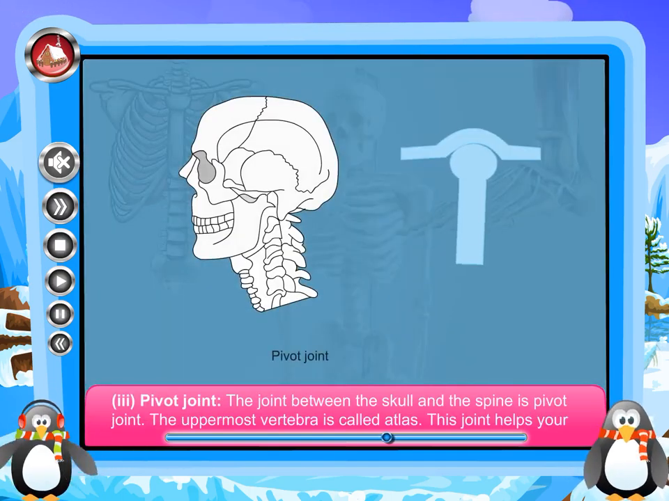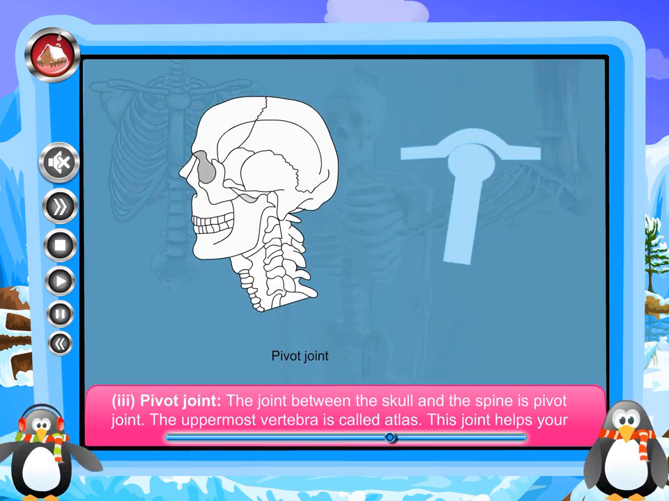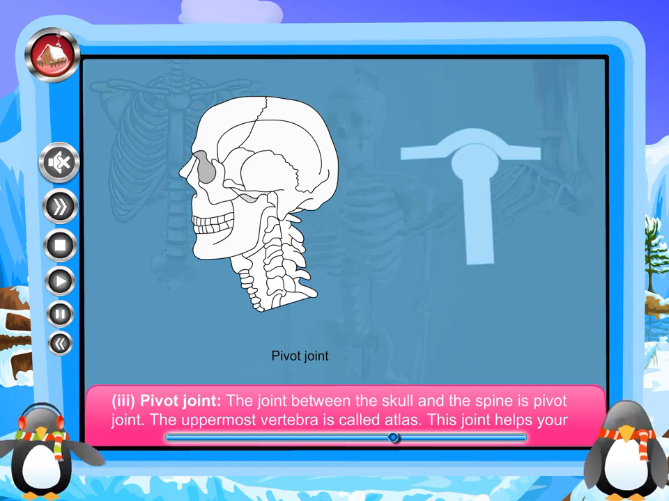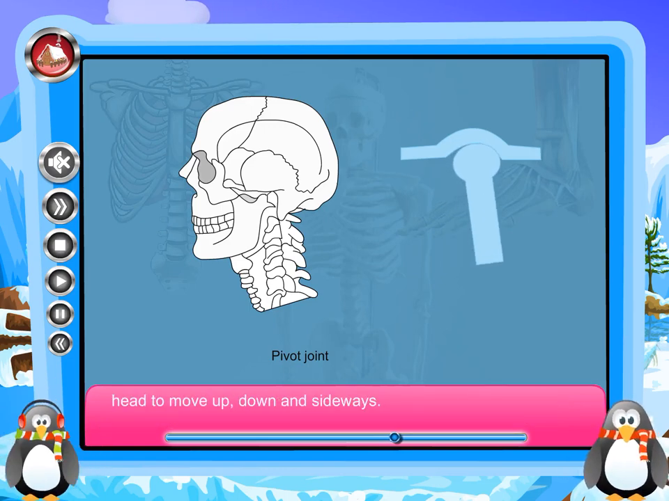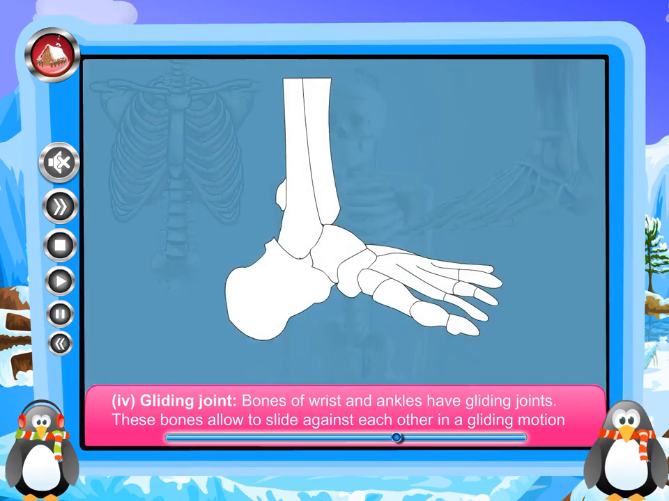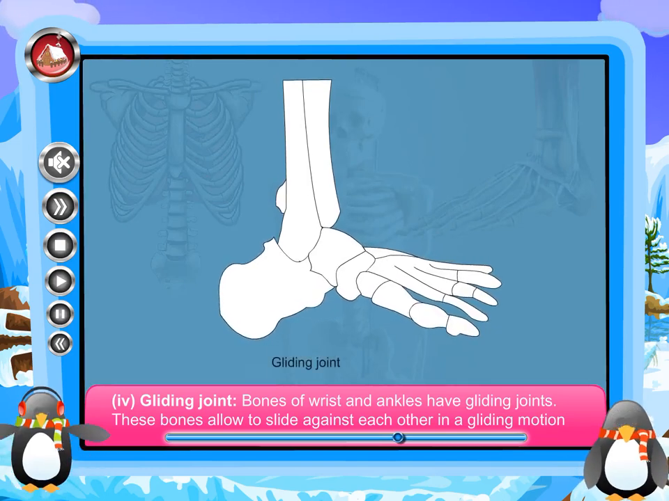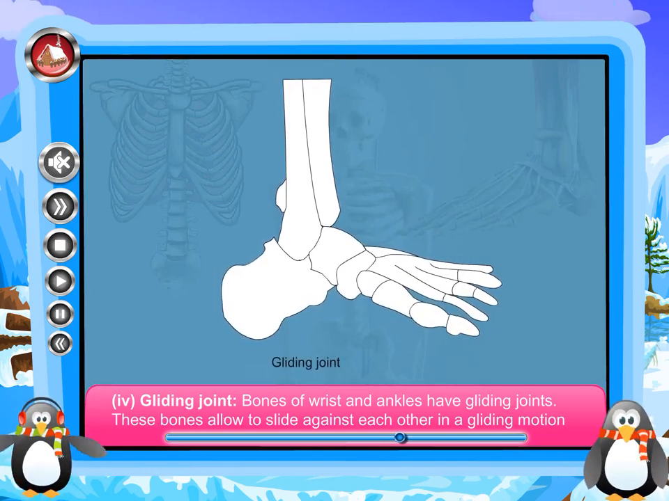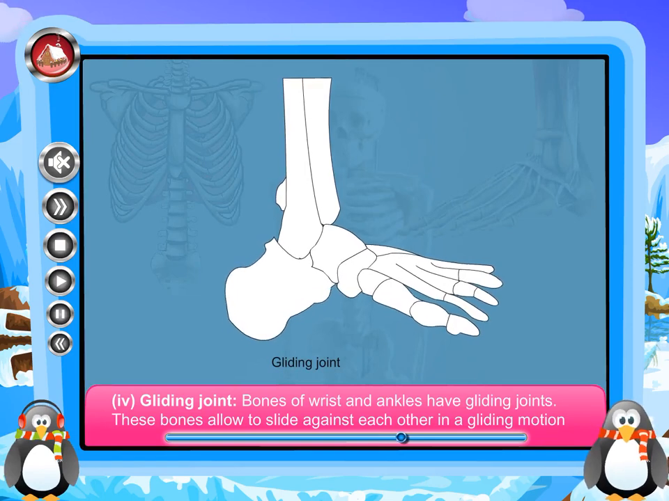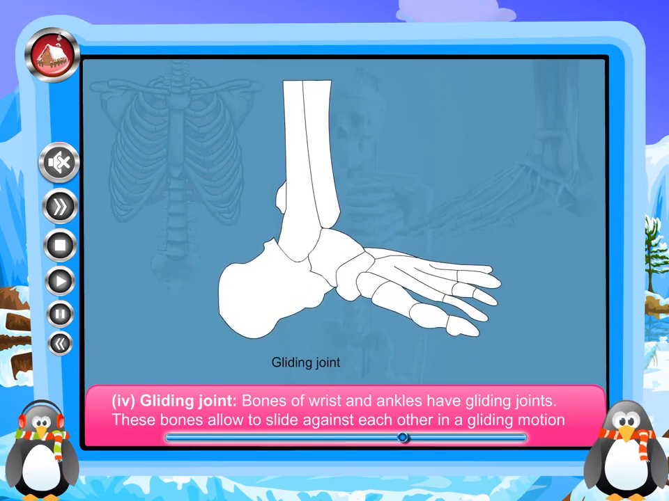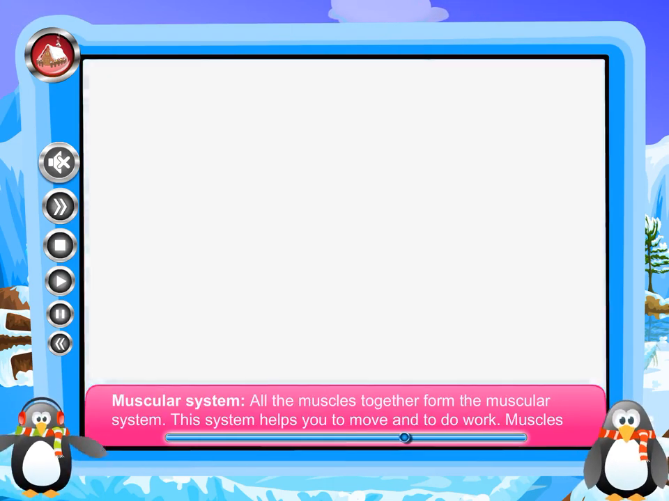Pivot joint. The joint between the skull and the spine is pivot joint. The uppermost vertebra is called atlas. This joint helps your head to move up, down, and sideways. Gliding joint. Bones of wrist and ankles have gliding joints. These bones allow to slide against each other in a gliding motion.